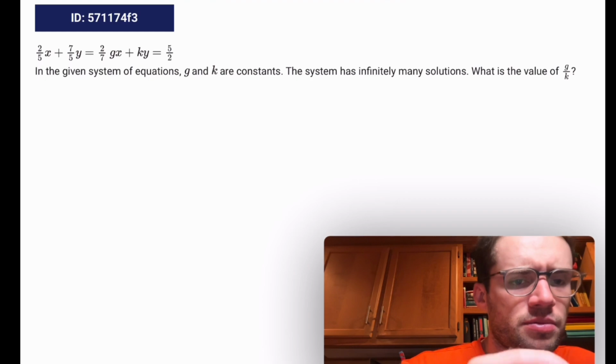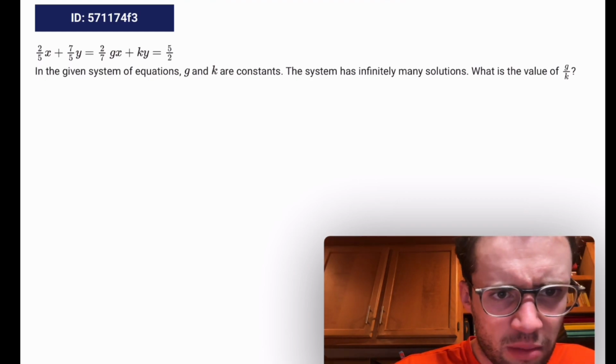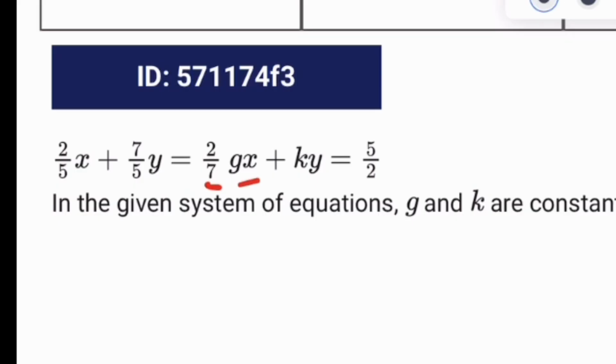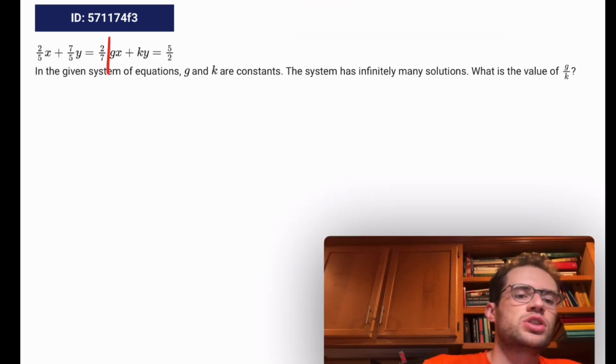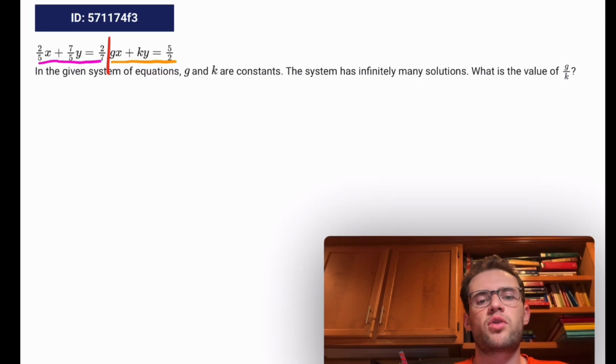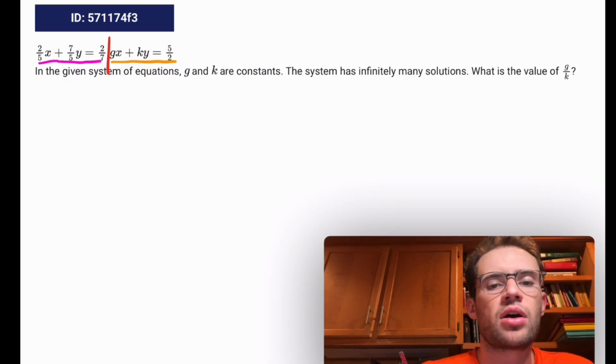All right, we have another system, and this one is a little bit more confusing where it starts. It looks like this says 2/7 times gx, but I think the space between the 2/7 and the gx is sufficient that that's got to be two separate things. So our first equation appears to be 2/5 times x plus 7/5 y equals 2/7. And then our second equation here is gx plus ky equals 5/2. In the given system of equations, g and k are constants.